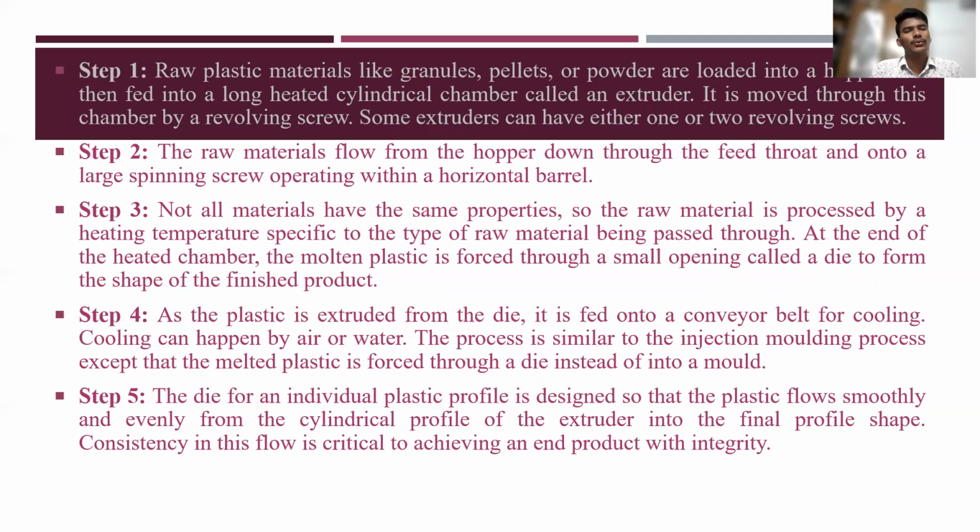In step 2, the raw materials flow from the hopper down through the feed throat and onto a large spinning screw operating within a horizontal barrel. Step 3: not all materials have the same properties, so the raw material is processed at a heating temperature specific to its type. At the end of the heated chamber, the molten plastic is forced through a small opening called a die to form the shape and finish the product.